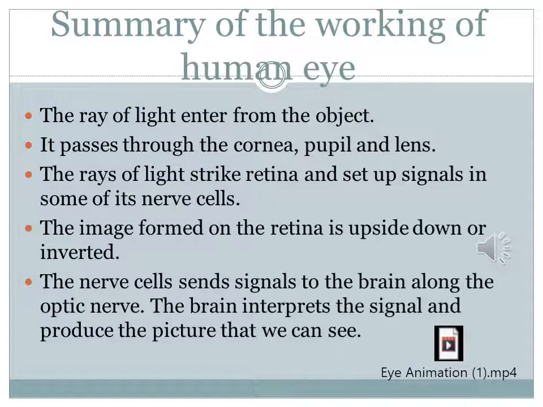Summary of the working of the human eye. The ray of light enters from the object. It passes through the cornea, pupil and lens. The rays of light strike the retina and set up signals in some of its nerve cells. The image formed on the retina is upside down or inverted. The nerve cells send signals to the brain along the optic nerve. The brain interprets the signal and produces the picture that we can see.